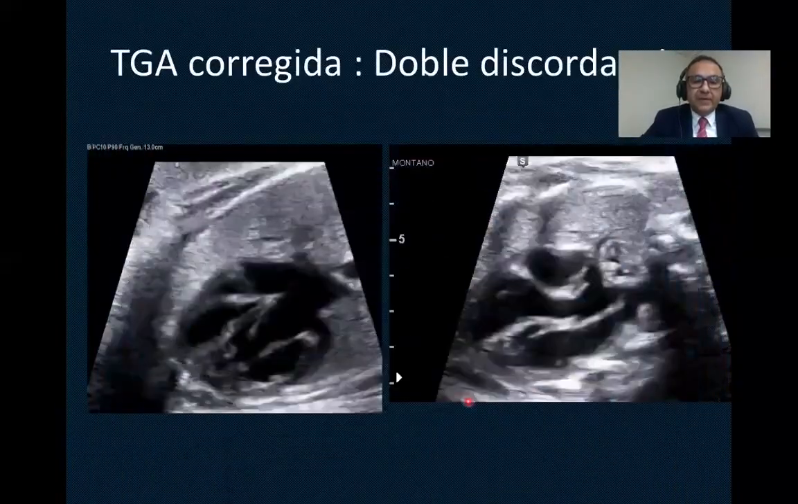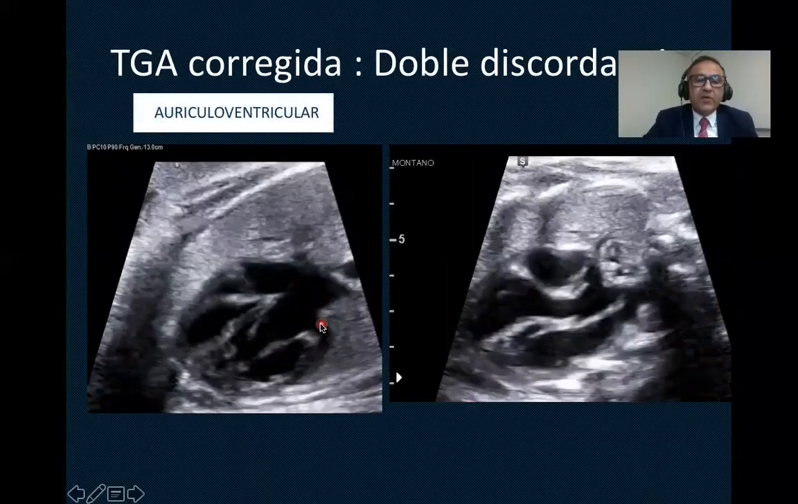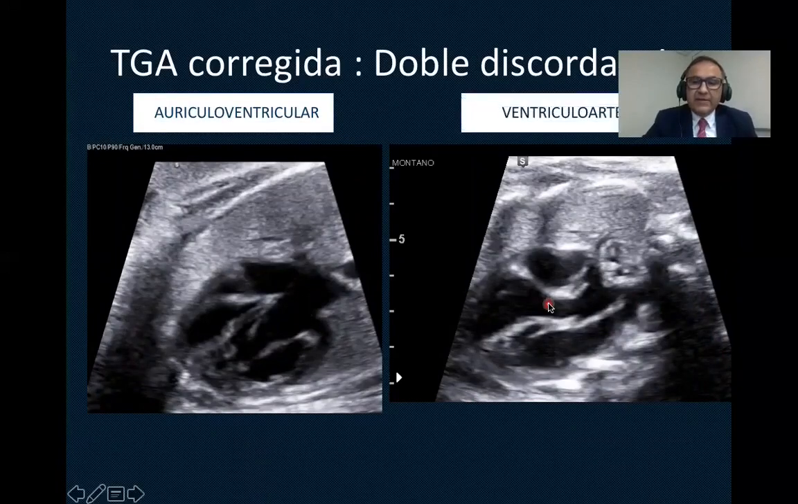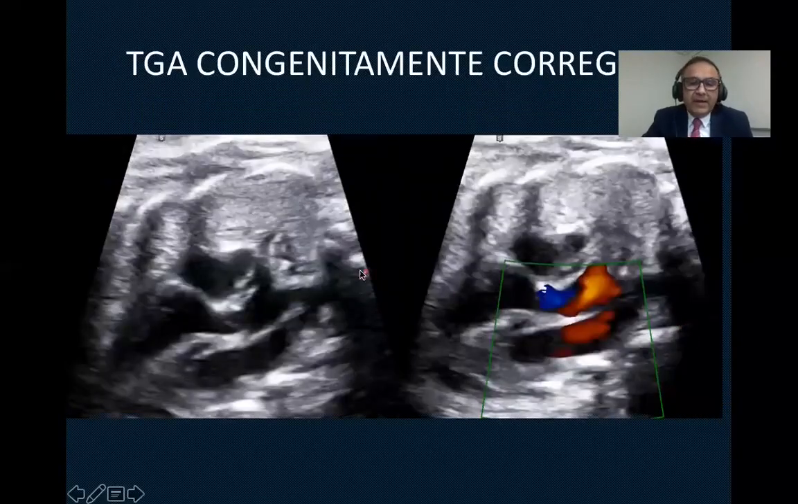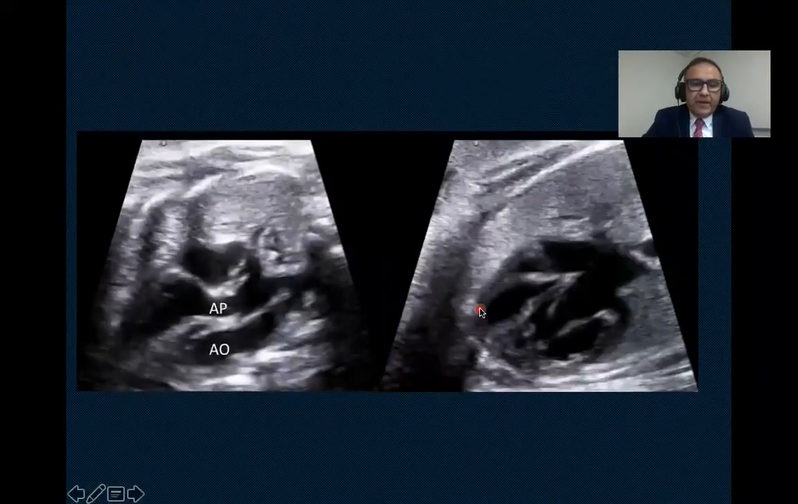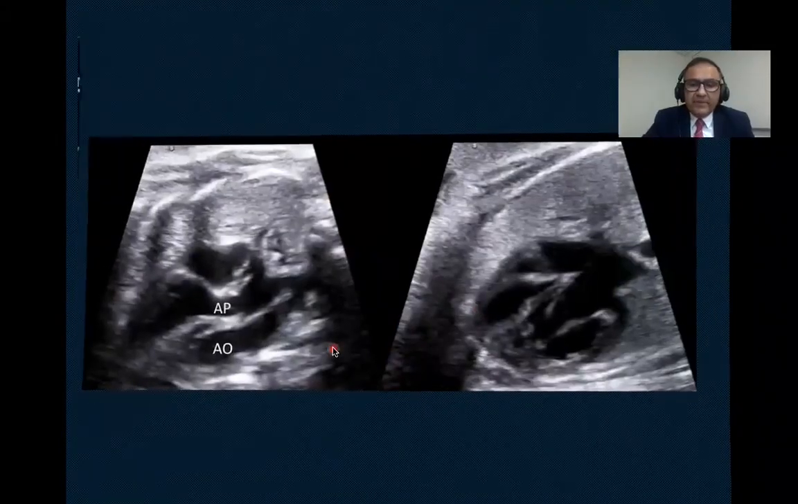So here we can see in these two images that there is a double discordance: atrioventricular discordance, image on the left, and ventricular-arterial discordance, image on the right. The pulmonary artery emerges from the left ventricle and the aorta emerges from the posterior right ventricle. Here we can clearly see how the pulmonary artery emerges from this ventricle and bifurcates into its two branches.